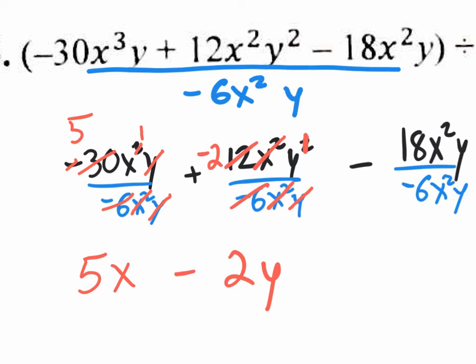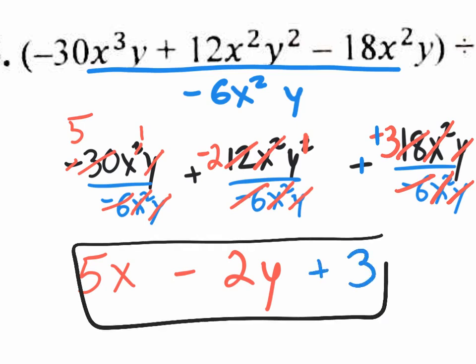And for the final part of your answer, what is 18 divided by negative 6? Negative 3. So that divided by that is negative 3. So keep that in mind. The x squared over x squared cancel. The y over y cancel. All you have left is positive 3. Minus 3 becomes positive 3, right? So I have positive 3. And that's it. There's my answer.